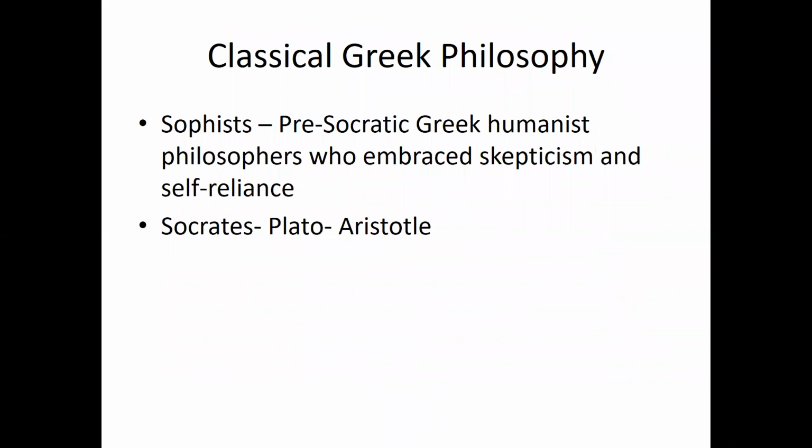During the classical Greek period, three great philosophers established a legacy. Socrates, who never wrote anything down, taught Plato, whose dialogues reveal much of Socrates' ideas. Plato's student was Aristotle. These great philosophers rejected the sophistry or word trickery of the sophists, Greek humanist philosophers who embraced skepticism and self-reliance.